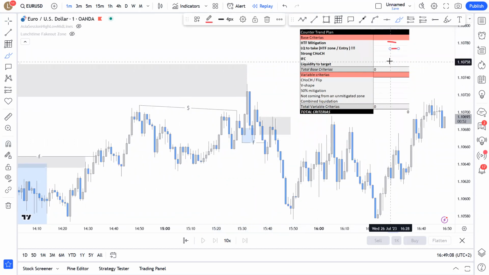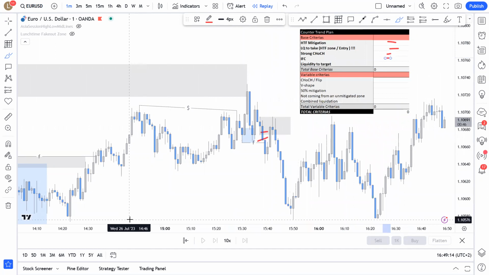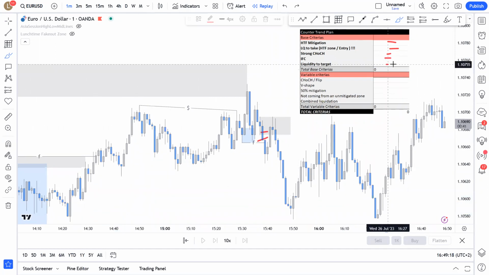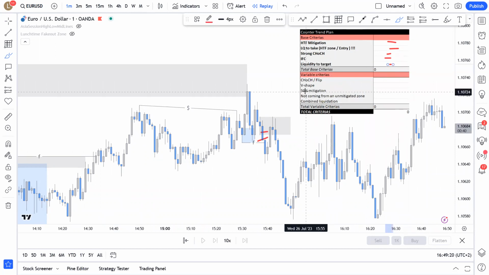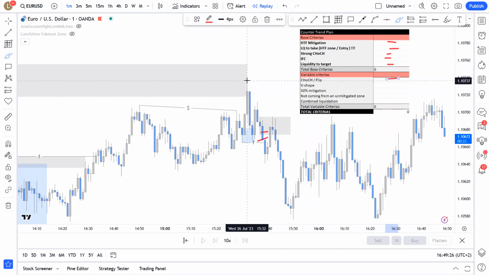Higher time frame, liquidity to take, strong change of character, inefficiency, still there's inefficiency. Liquidity to target, you know, there's triple bottoms to target or even quadruple bottoms to target on the downside. So all of the base criteria are tickable. Change of character slash flip, there was a change of character slash flip.